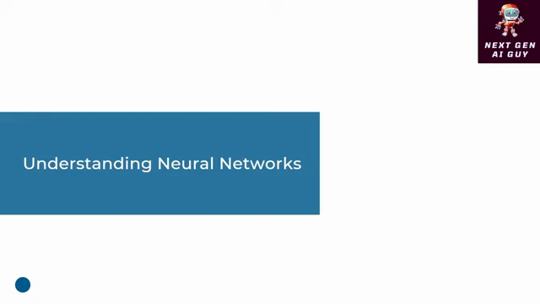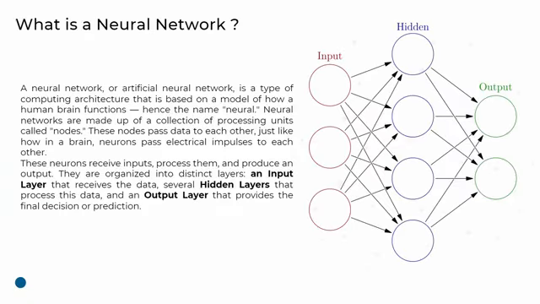Now we will understand what exactly a neural network is. So, what is a neural network? Neural networks, also known as artificial neural networks, are a subset of machine learning. Their name and structure are inspired by the human brain, mimicking the way that biological neurons signal to one another. The main objective of a neural network is to mimic how our brain works, the way our brain transmits signals from one neuron to another. The same thing neural networks try to mimic.